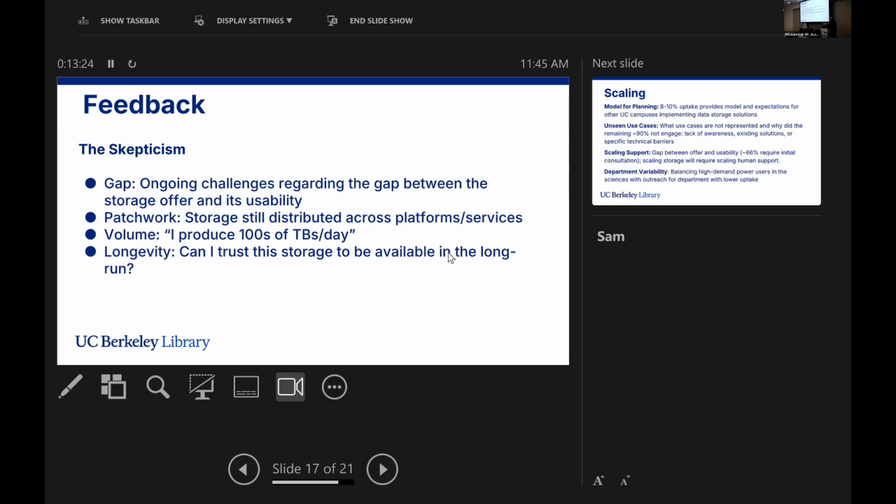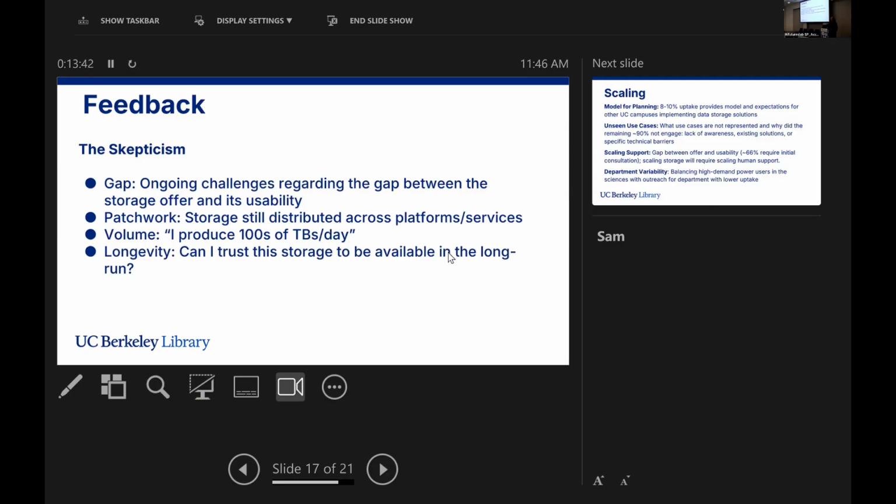And then a fair amount of skepticism. So there's still a gap. There are ongoing challenges between the storage we're offering and its usability. We have 5 services. It can be complicated for people to understand how they nest together. So there's that patchwork across the different platforms and services.